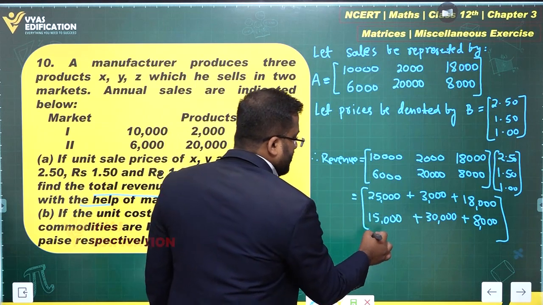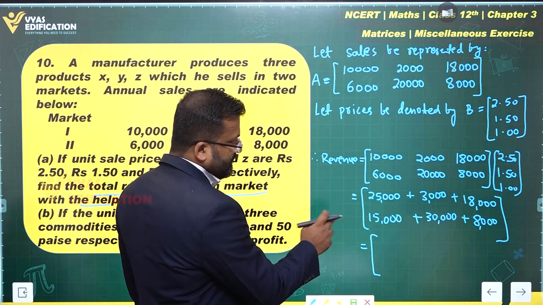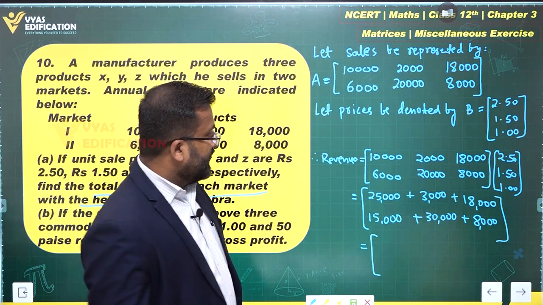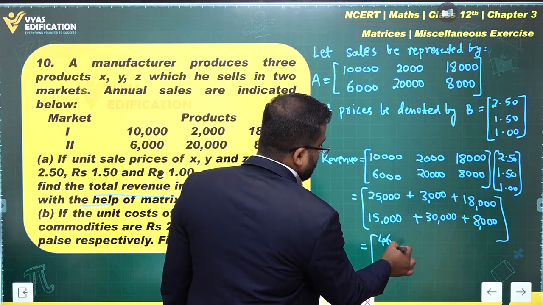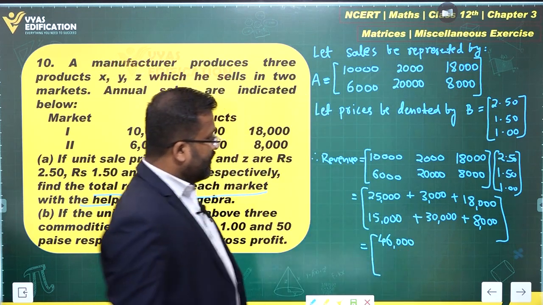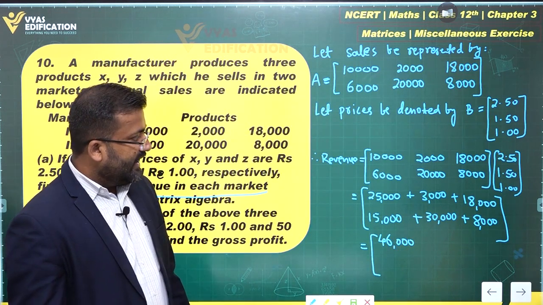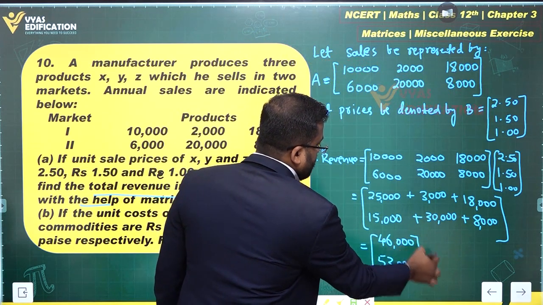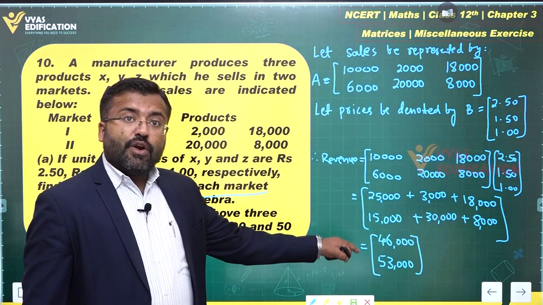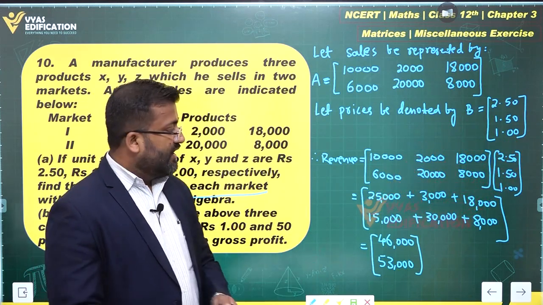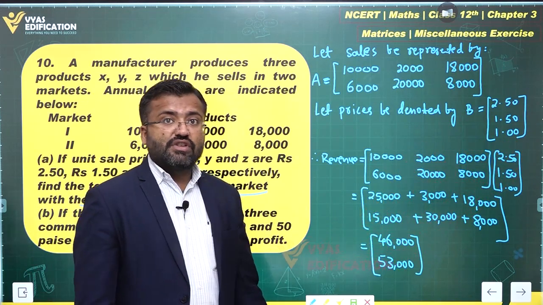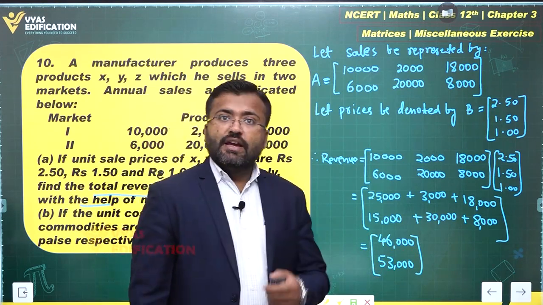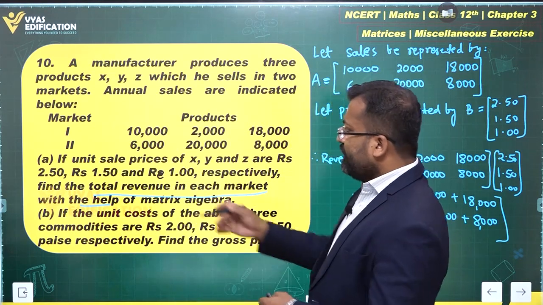What you get is a total revenue equal to 18 and 28, which is 46,000. And the second row, 45 and 8 is 53,000. That's the total revenue from market 1 and market 2 respectively. From market 1 we get a total revenue of 46,000. From market 2 we get a total revenue of 53,000, as you can see over here. Next, the second part of this is also there.